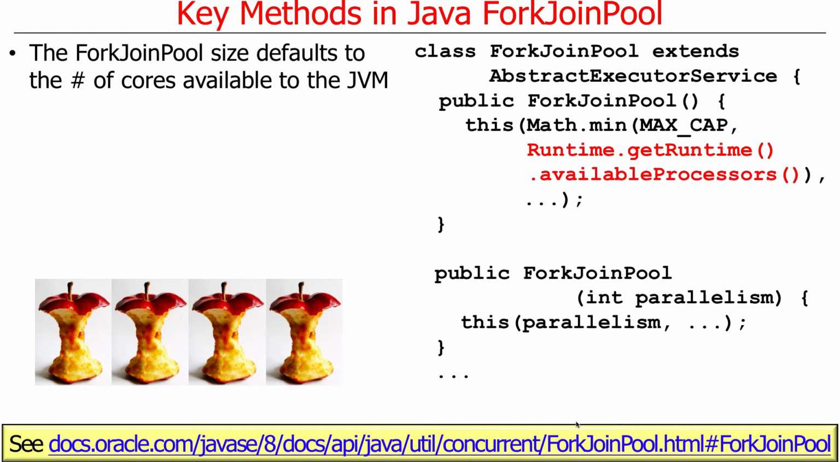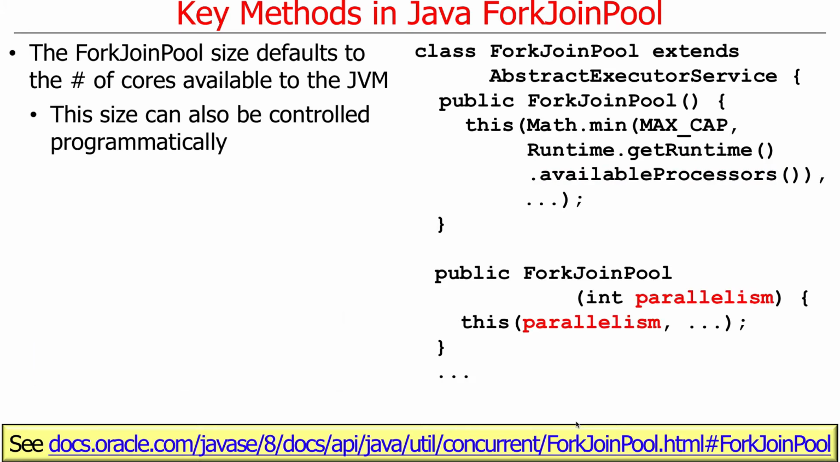When you create a ForkJoinPool, by default, it will default to the number of cores available on the Java virtual machine. You can set it to be whatever you want here, but you're probably best to set it to something that's reasonable, like the number of processors on the machine. But you can also control it. If you don't want it to use that many cores, you can limit it.